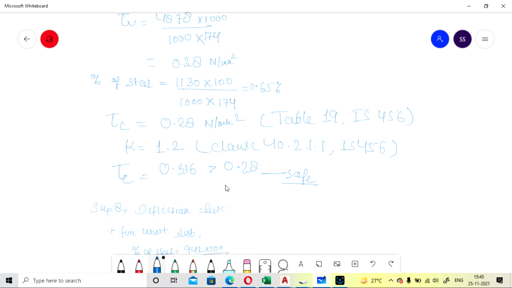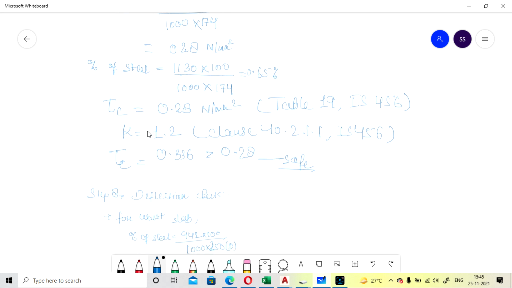So it is greater than tau v here also, so it will be safe. You can calculate by interpolation also. So this tau c, the design shear strength, is more than our tau v, so it will be safe. Its value depends on your grade of the concrete.